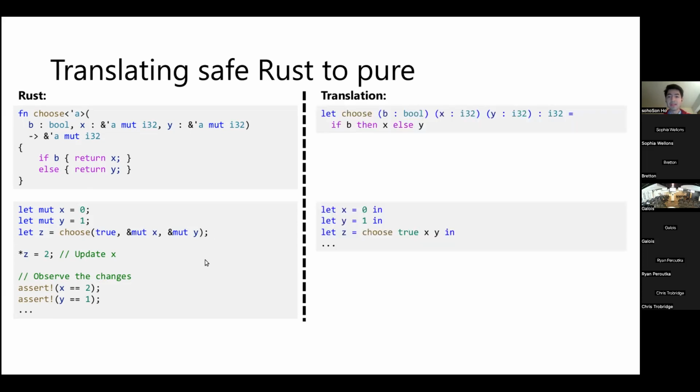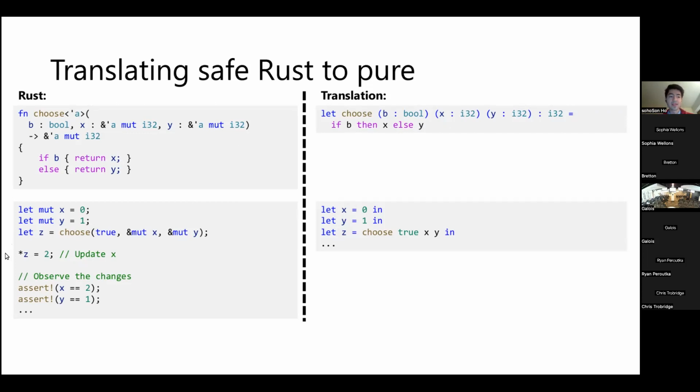Now, the beginning of the translation is very simple. What's on the left is, of course, handwritten, and what's on the right is the result of the translation, which is automatically generated. We initialize X to 0, Y to 1, and at the moment we call choose, we have to compute a value for Z. We do so by using this pure version of choose, which is basically choose, but we remove borrows because those don't make sense in the pure world. So we just return X or Y.